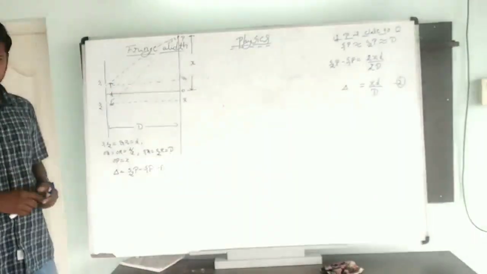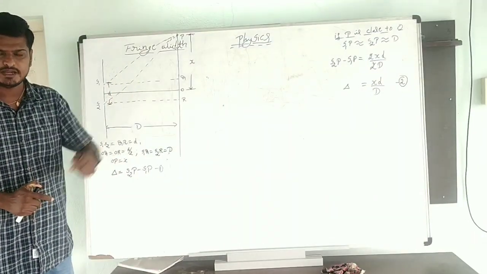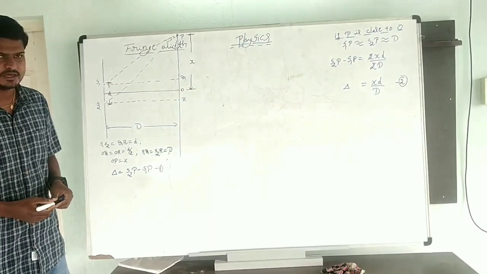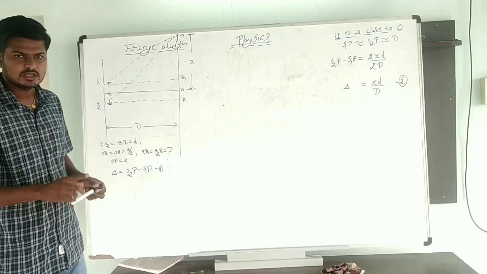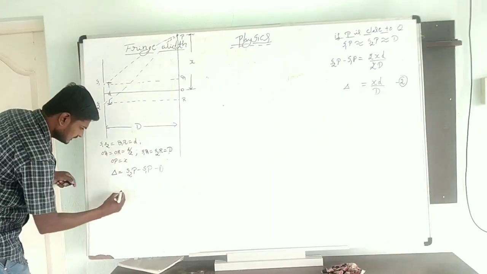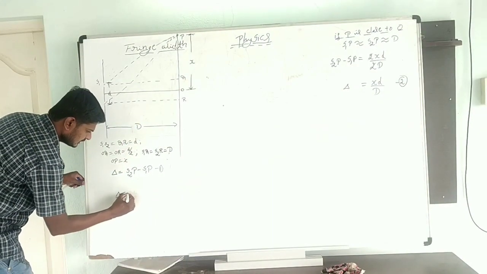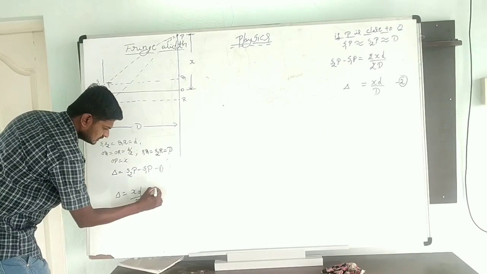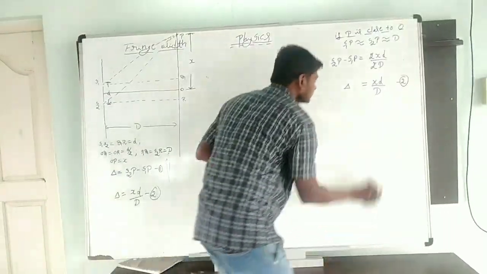Now, already I told that for the nth bright fringe the path difference is n lambda. Yes, for the nth bright fringe the path difference will be n lambda. That one I am going to write here. Delta, the path difference, is xd divided by capital D. This equation I am going to take as equation 2.